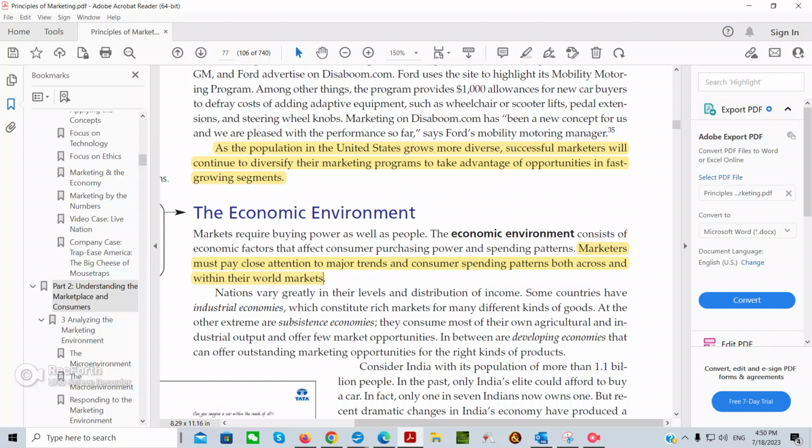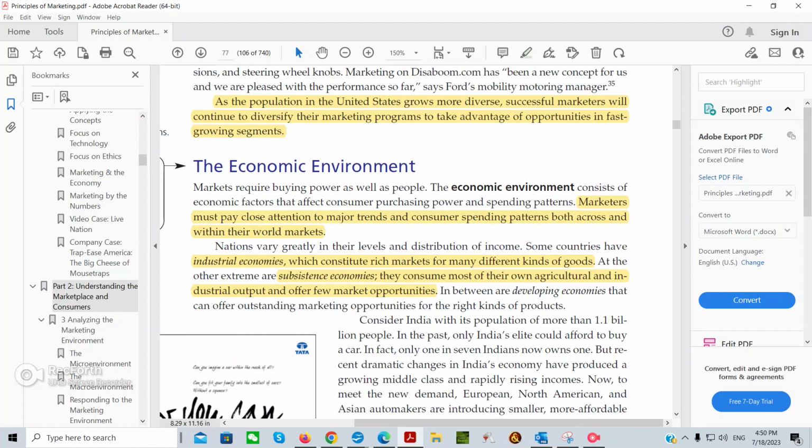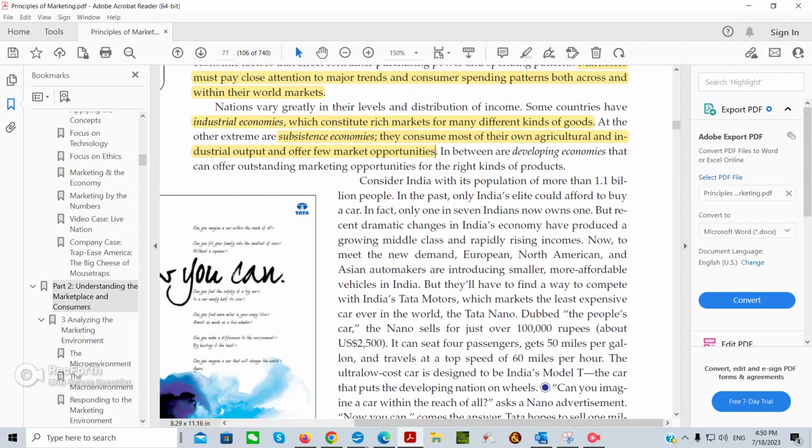Nations vary greatly in their levels and distribution of income. Some countries have industrial economies, which constitute rich markets for many different types of goods. At the other extreme are subsistence economies that consume most of their own agricultural and industrial output and offer few market opportunities. In between are developing economies that can offer outstanding marketing opportunities for the right kind of products.